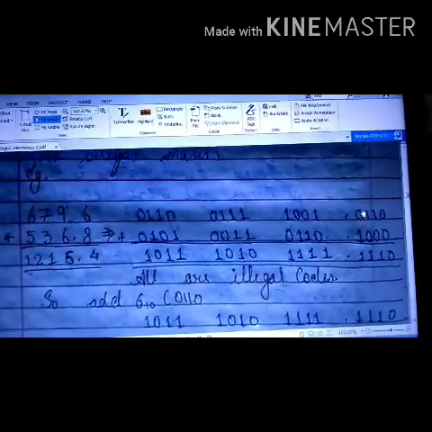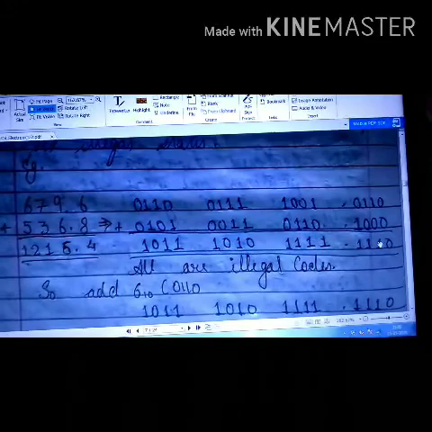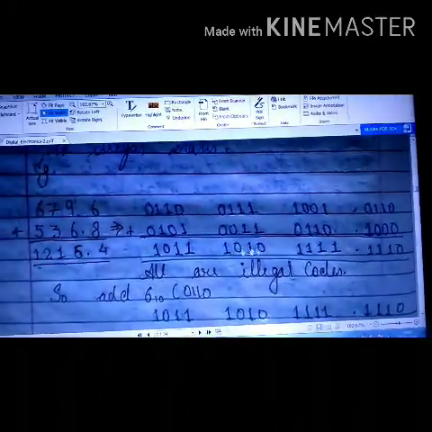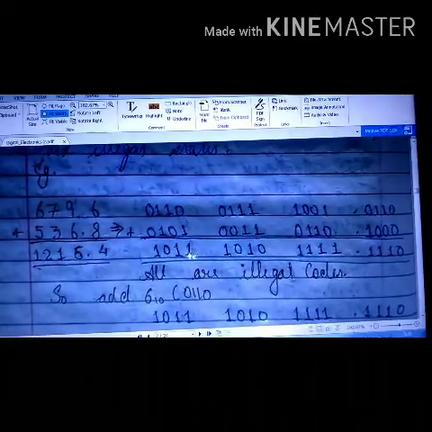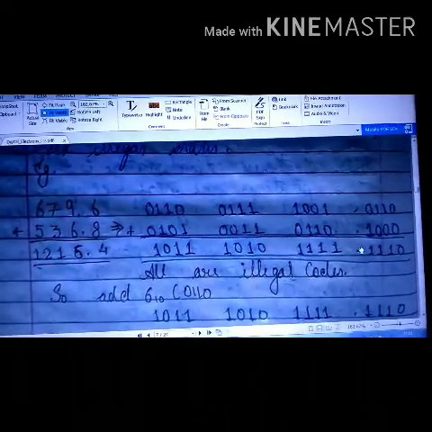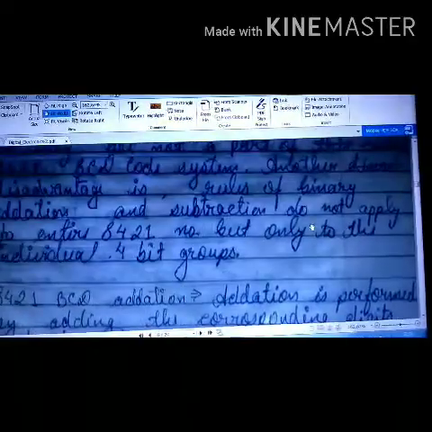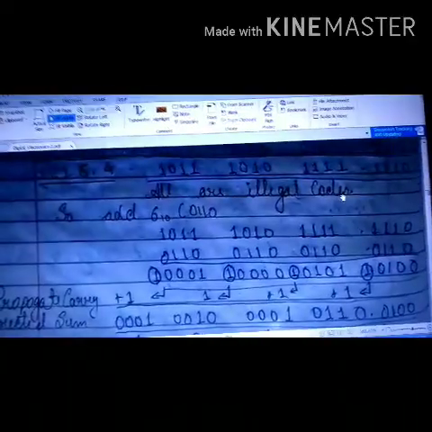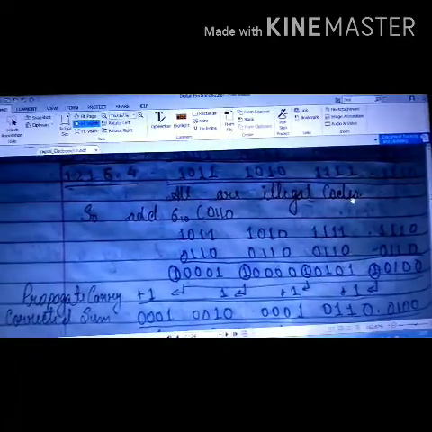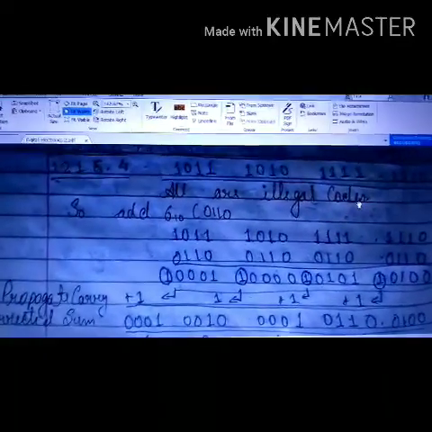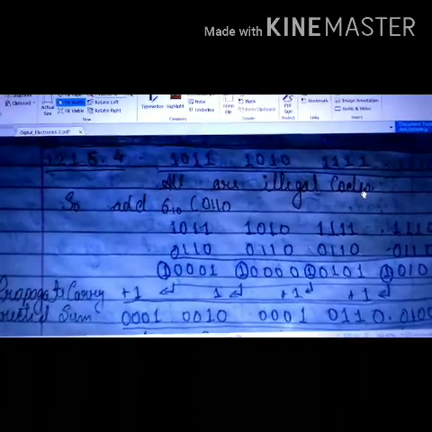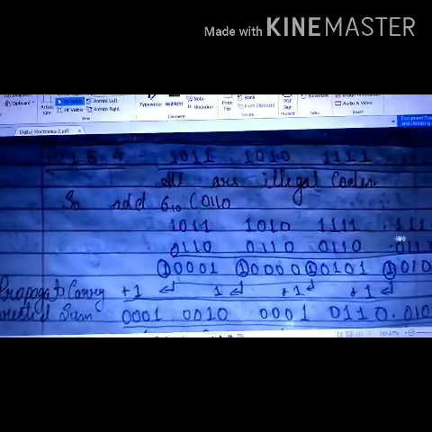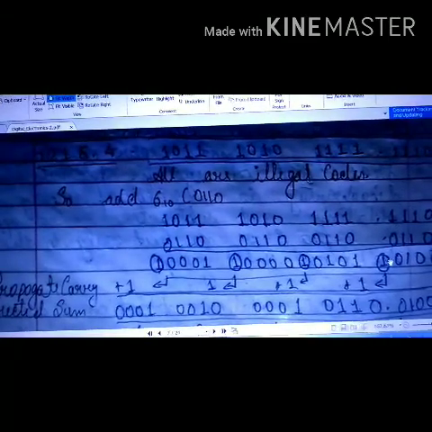Okay, now if we add 6 plus 8, this will come out to be 1110. On addition we get 1111, here 1010 and 1011. Now these all four are illegal states, as these are part of these 6 digits. So now we have to correct these digits. To correct these digits, we will have to add the number 6 to them. So we will add 6 to each, 0110 in each digit, and then we will get an answer here.